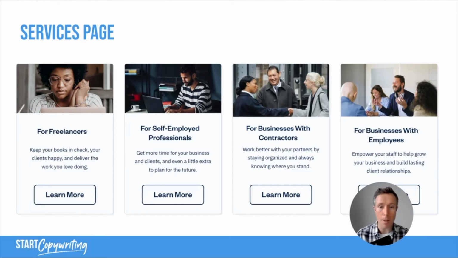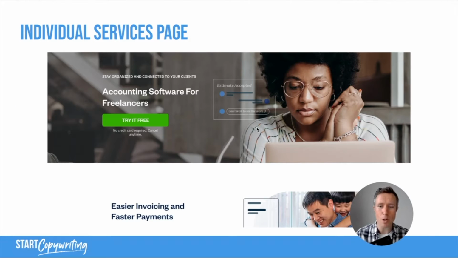They're a website. They appeal to lots of different audiences and they offer different services. So what they've got here is a separate page for each of the audiences that they appeal to. These could also be completely different services. So we've got for freelancers, for self-employed professionals, businesses with contractors, and so on, all the different services. So have a separate individual landing page for each of these services and for each of the target audiences they're hoping to work with. Here's an example of that individual service page for freelancers that we can see here. That's a long landing page if we were to scroll down.